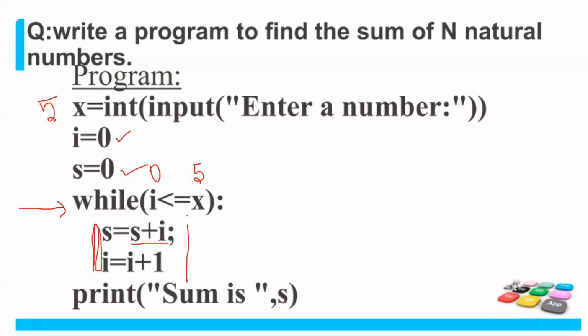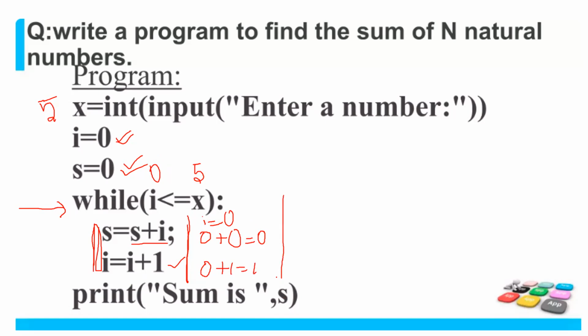The first line is s equals to s plus i. When the value of i is 0, the execution will be s equals to s plus i. What is the current value of s? The current value of s is 0. What is the current value of i? The current value of i is again 0. Due to these two values, it will be calculated 0 plus 0, which will become 0. Now i will be incremented. The current value of i is 0, and then 1 will be added, so it will become 1. So this is the first iteration of the loop.